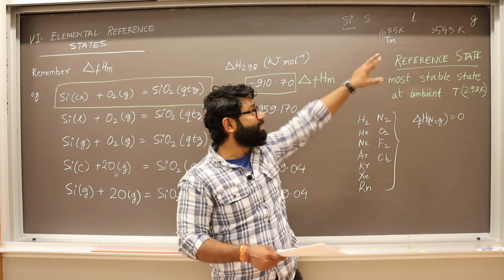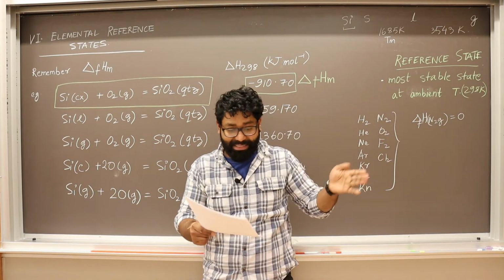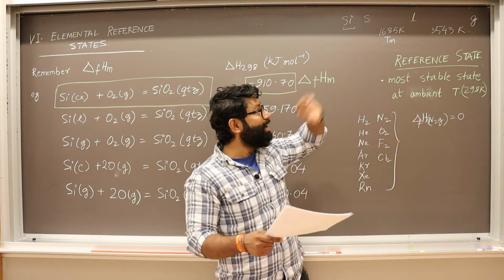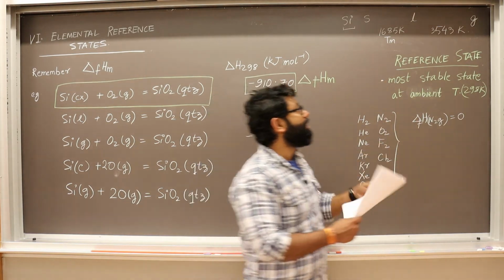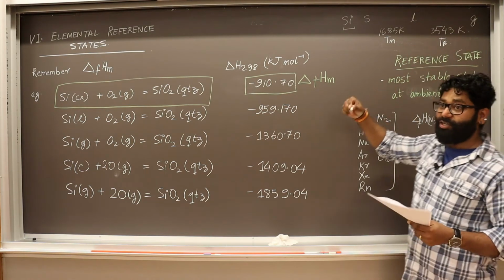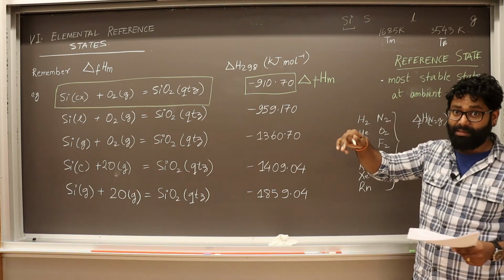1685 is not fixed, 1685 is just for considering silicon. All these elements that I said, aluminium, bromine, gallium, whatever, we will be considering their own melting temperatures and boiling temperatures, okay? To actually understand what is the elemental reference state for that element, okay?